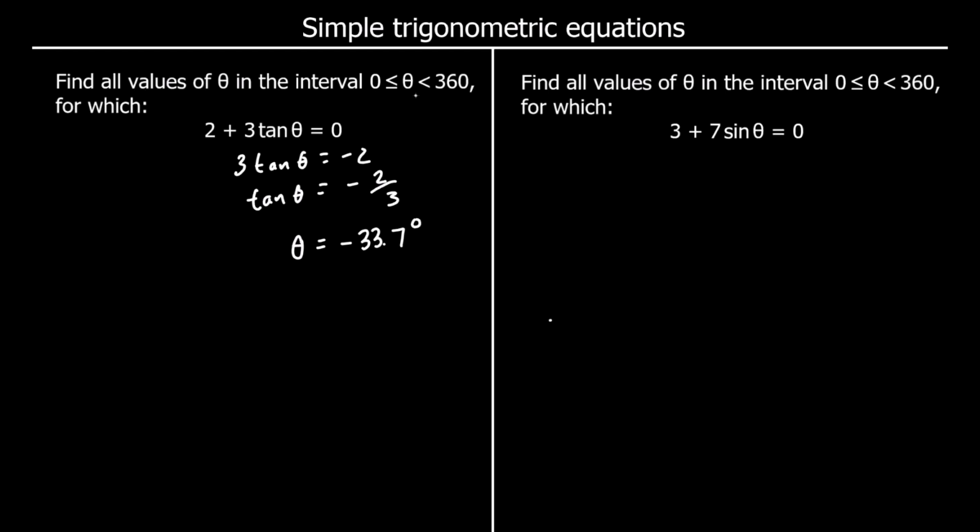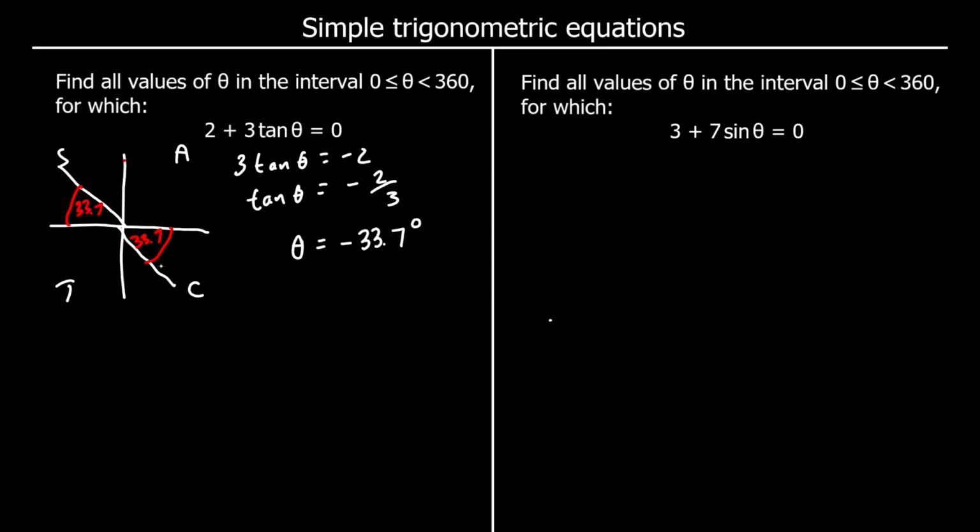To find the next answers with tan, we can use CAST. I'll show you that. But tan is much, much easier. So it would be negative 33.7. Tan is also negative between 90 and 180, so it will be up here. So we could just read off our answers from here. So it's 180 take away 33.7 and 360 take away 33.7.